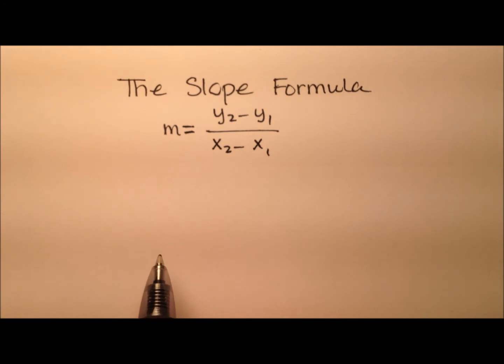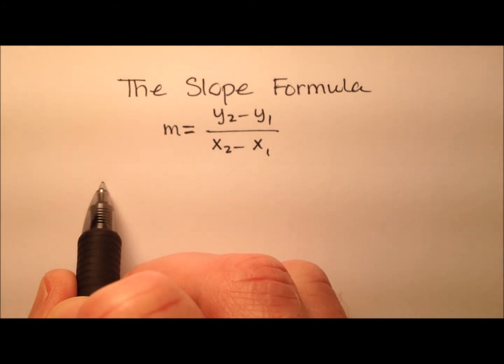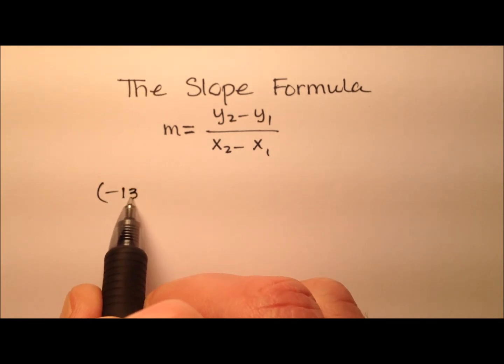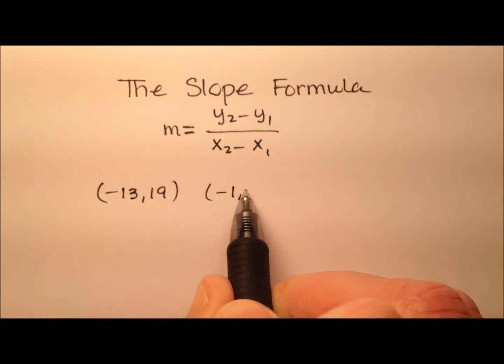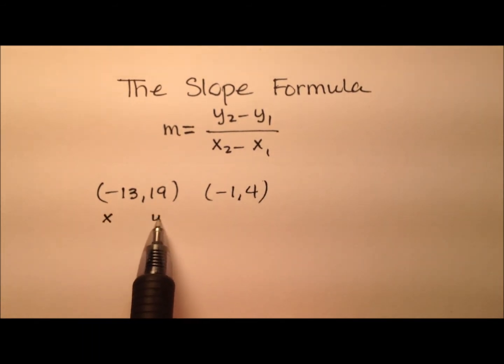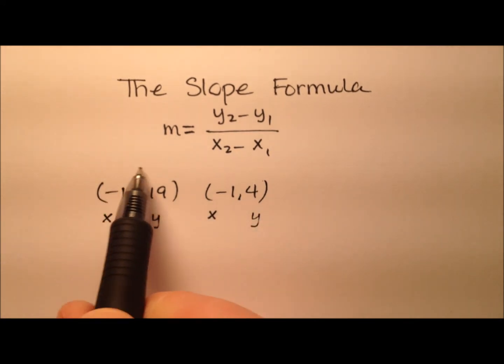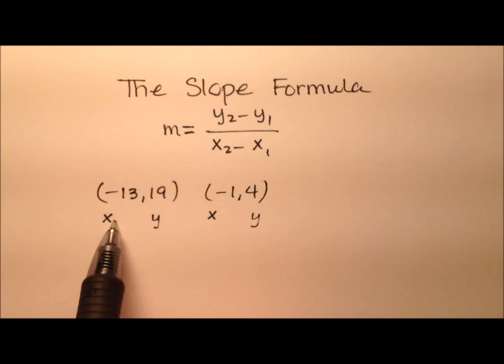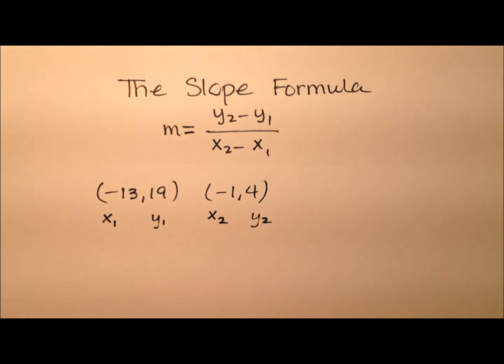So let's go ahead and look at a few examples and kind of get an idea for what this looks like and get a feel for it. So the first example, we'll have the ordered pair negative 13, 19 and negative 1, 4. And we know in each ordered pair we have an x and a y, an x and a y. And what we can do is name this first ordered pair 1 and the second ordered pair 2. So all of our coordinates will get a designation.